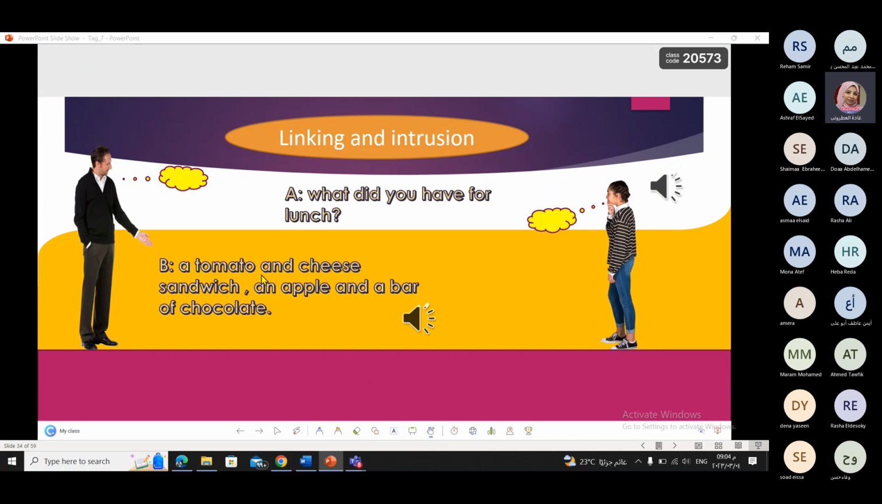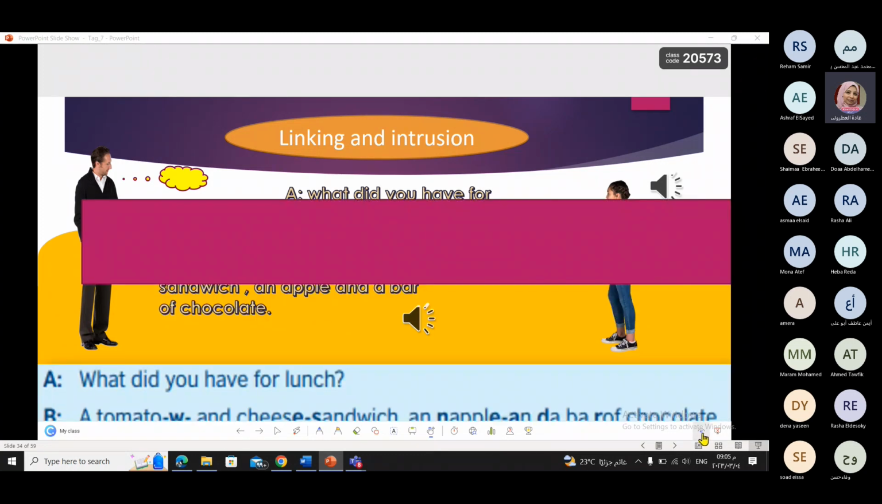Who said "wa"? Yeah, there is a "wa" here. Tomato and, because the word here ends with a rounded sound and it is followed by a word that starts with a vowel, so it will be said like this: tomato and. Can you see this? Tomato and cheese sandwich, an apple and a bar of chocolate.